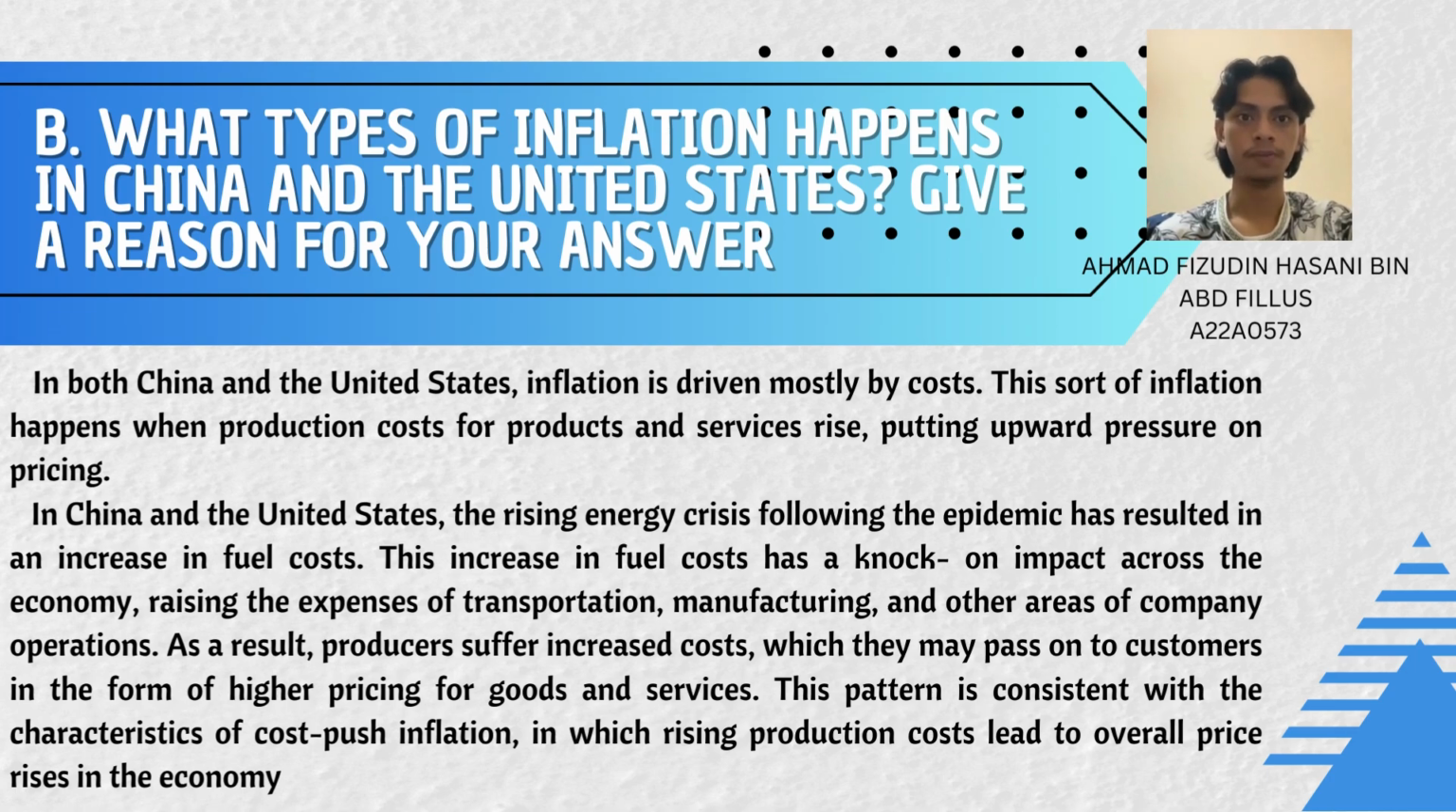Today I would like to talk about what types of inflation happen in China and the United States, and give a reason for the answer. For the two countries, China and the United States, the inflation is driven most by cost. This sort of inflation happens when production costs for products and services rise, putting upward pressure on prices.